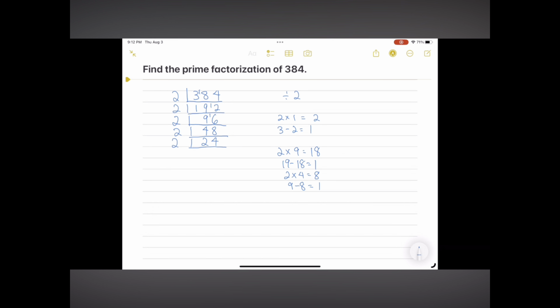24 is even. We divide by 2. 2 goes into 2 1 time, and 2 goes into 4 2 times. 12 is even. We divide by 2. 2 goes into 12 6 times. 6 is also even. We divide by 2. And 2 goes into 6 3 times. Now we have factored out 384 into all its prime factors, and we find we have 1, 2, 3, 4, 5, 6, 7 twos: 2 to the 7th power times 3.